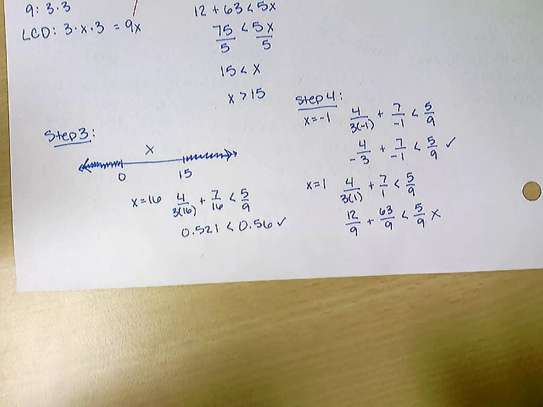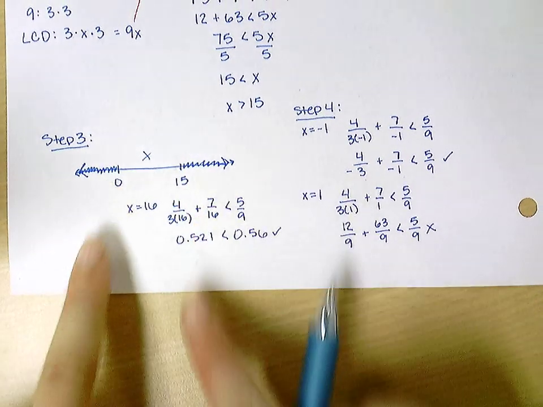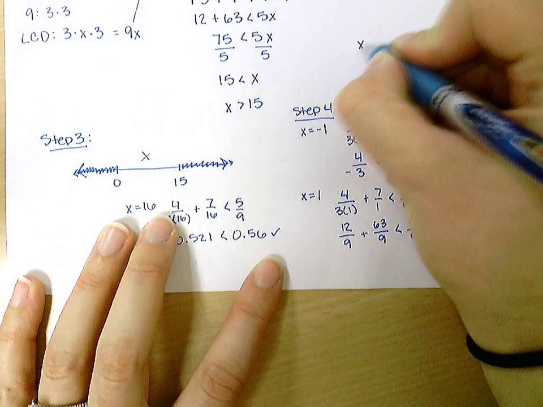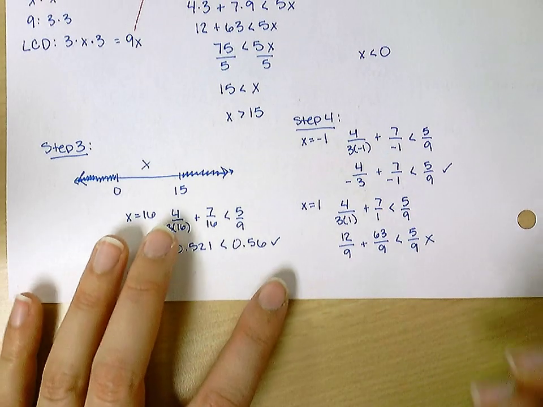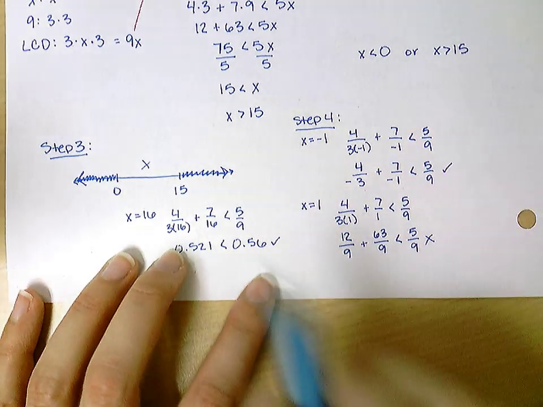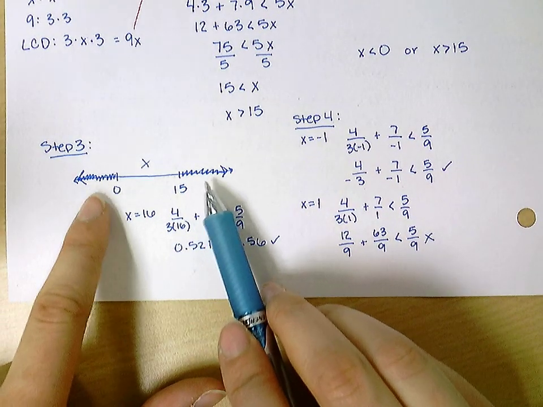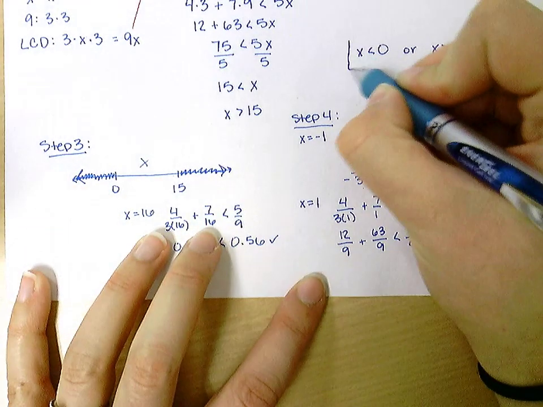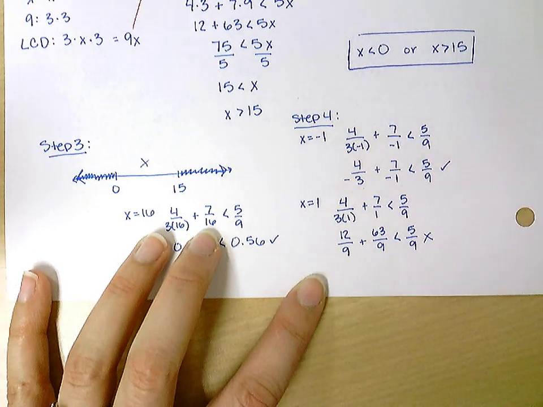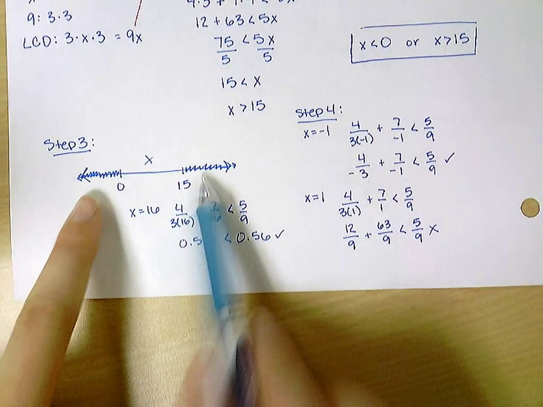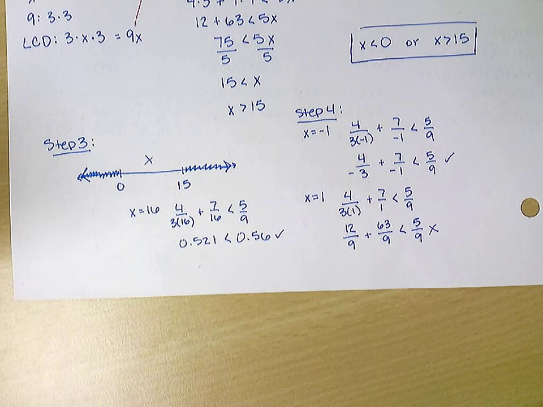Okay, so then my final answer, I need to write it as my x values are less than 0. Okay, so x is less than 0 or x is greater than 15. Okay, because I have that between here. Okay, x is less than 0 or x is greater than 15. Okay, so I just tested each of those points on that interval. Questions?